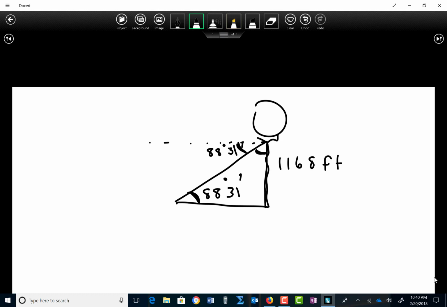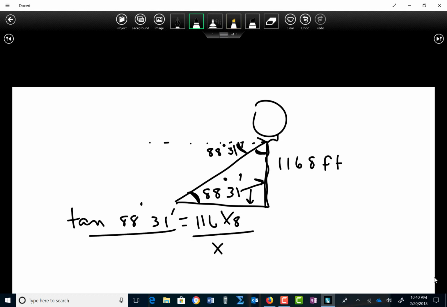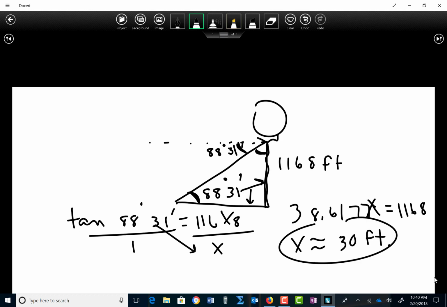So I could use that one down there, and since I'm trying to find, it says how far is the headquarters from a point on the ground below the balloon, I could use opposite and adjacent. I could again use tangent. However, instead of simply multiplying, I would end up having to do some division, because when I put a 1 under this and use a proportion, I have tangent of 83 degrees 31 minutes times x, so I get 38.6177x is equal to the 1168, and when I divide both sides by 38.6177, I get that x is approximately 30 feet. Some of you got a huge number for that one, like in the 44,000 or something like that.